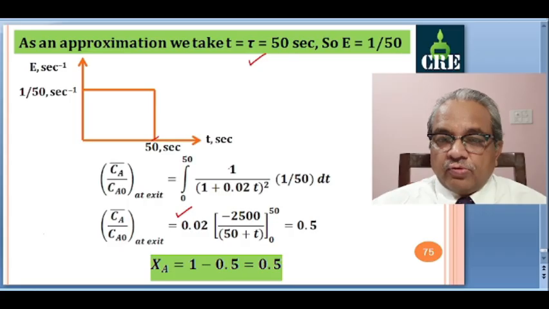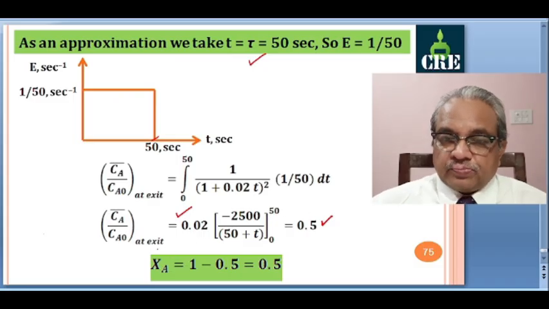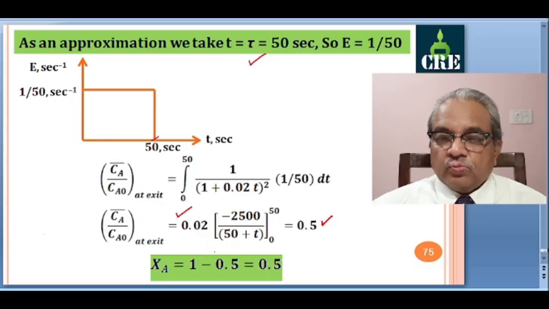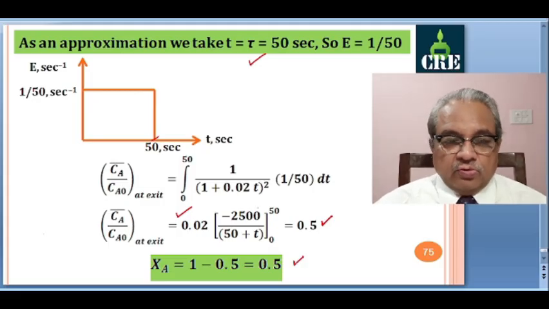The integral of 1 by 1 plus 0.02 t whole square we get as minus 2500 divided by 50 plus t. You can solve this, and after substituting the limits from 0 to 50 and multiplying by 0.02, we finally get Ca by Ca0 as 0.5. So Xa, or Xa bar, will be equal to 1 minus 0.5, that is 0.5. So conversion is 50%.